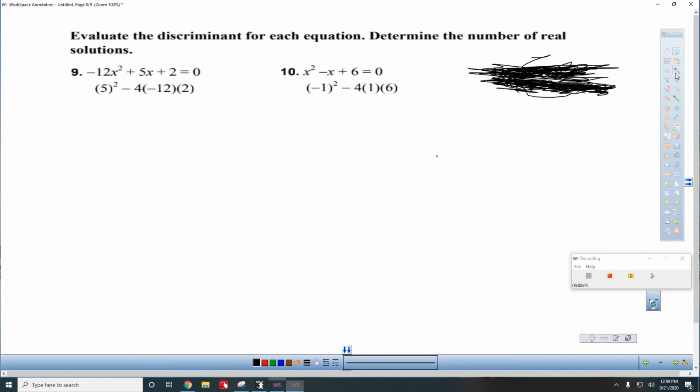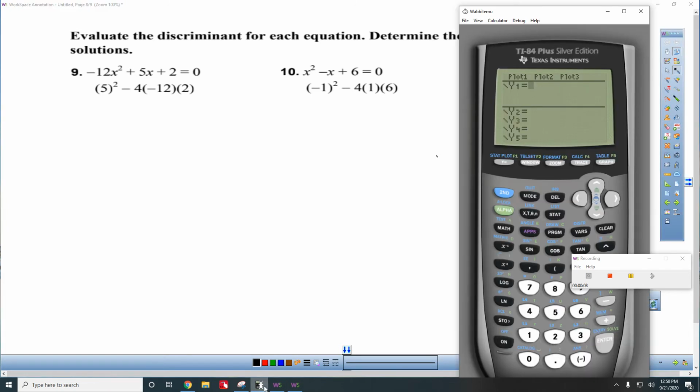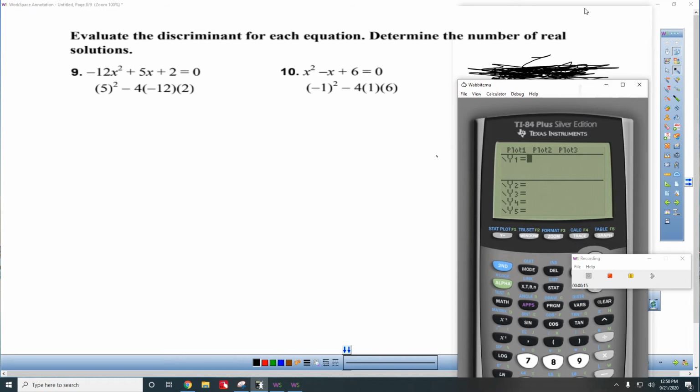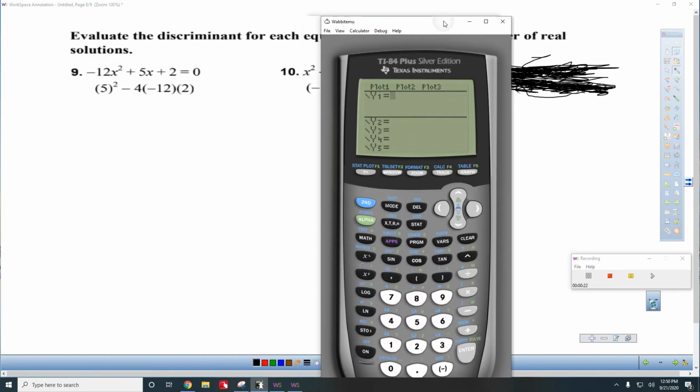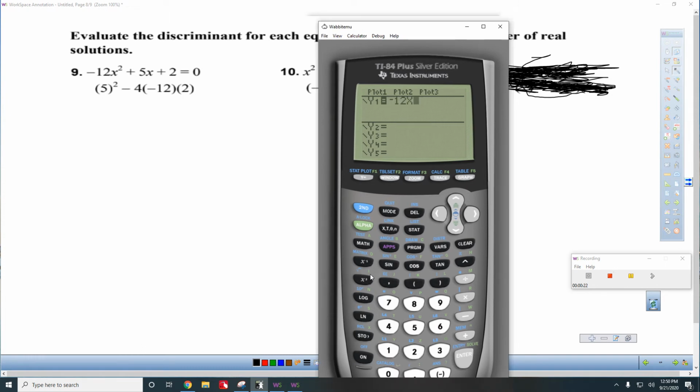A little help with 9 and 10. Okay, if I wasn't into following directions, which you know that I'm not, I could determine the number of real solutions by just using our graphing calculator. So let's see if I can move this thing over here. All right, y equals negative 12x squared plus 5x plus 2. Now, if I graph this thing and it hits the x-axis twice, which it does, the answer is going to be 2 solutions.